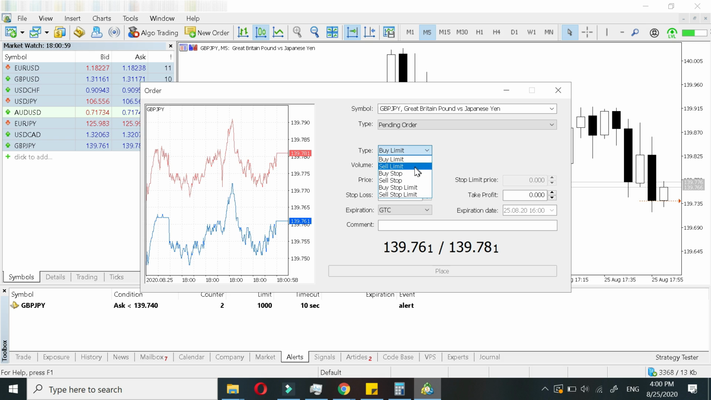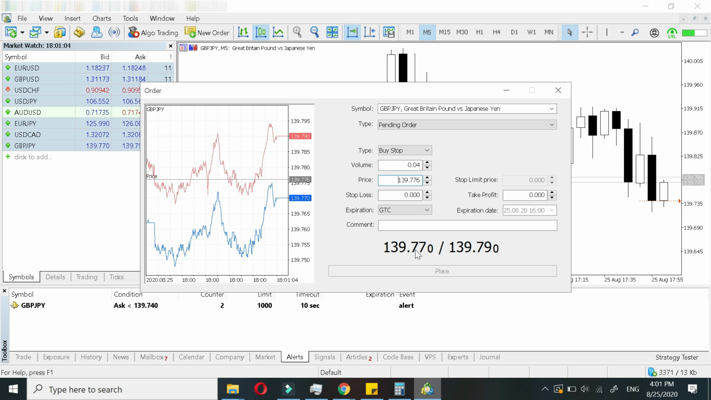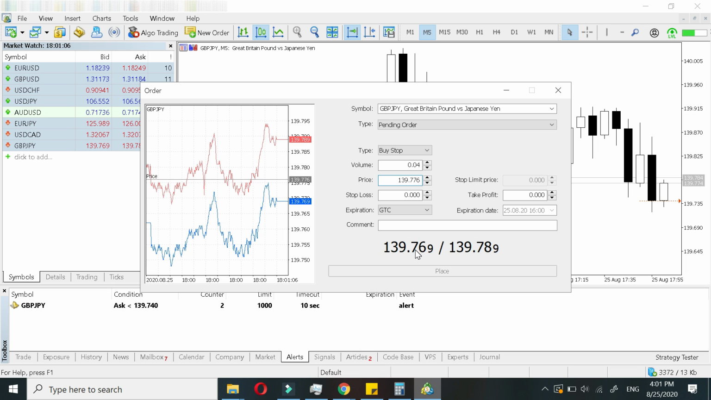To be safe, we will place a buy stop order above the support line to make sure that the order is only triggered if the bulls are dominating the market.